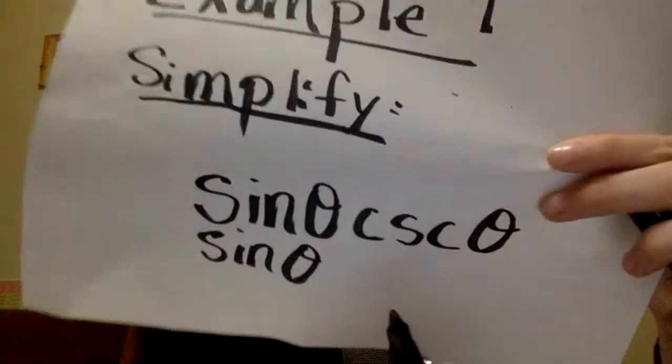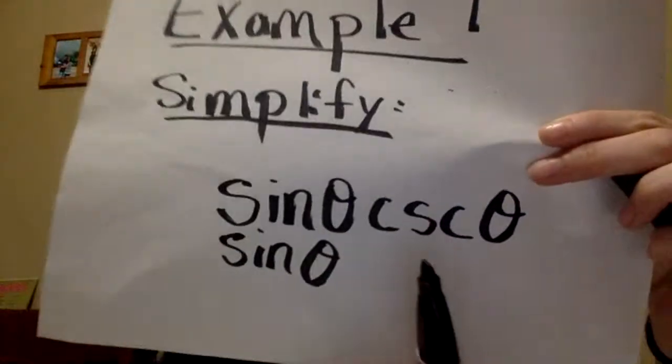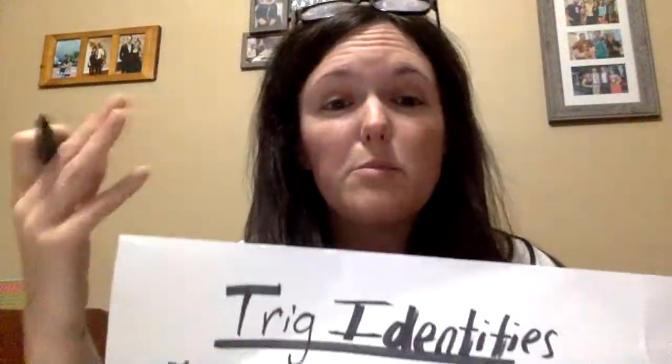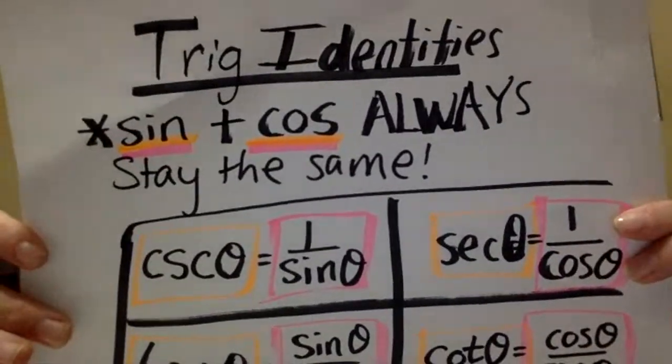Now this one, though, we're going to switch this identity out for a different one using our handy-dandy trig identities chart. So in this problem, we have CSC. Can anyone, using the trig identities chart, please tell me the other identity for CSC? What is the other identity for CSC?